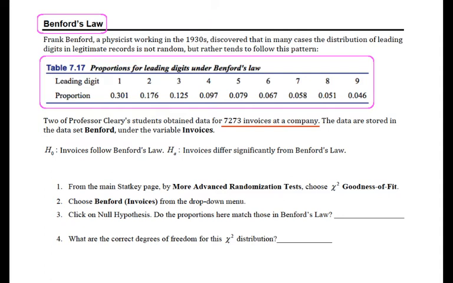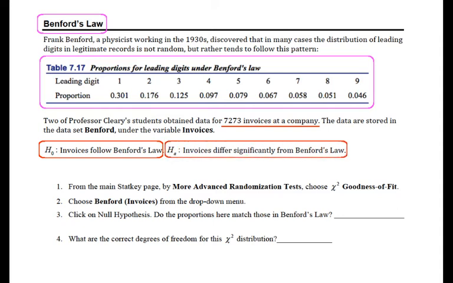So our null hypothesis is that the invoices do follow Benford's law, that we don't see major deviations from that first digit rule. And our alternative hypothesis is that somehow they differ from Benford's law, that we see enough deviation that Benford's law is not, all in all, followed.